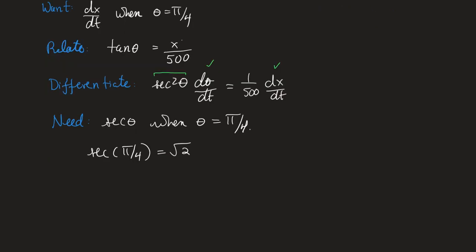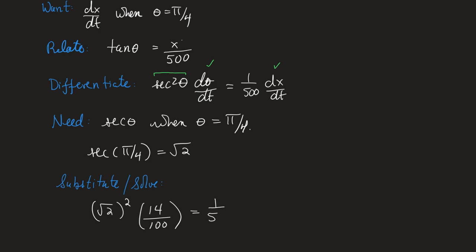All right, so I've got secant squared theta, so that's going to be root 2 squared. I was given in the beginning of the problem that d theta by dt was 0.14. I prefer to work with the fractional form just because it's going to be easier for me to simplify. That's 14 over 100. And that's 1 over 500 times dx by dt. All I did there was I substituted into this equation.